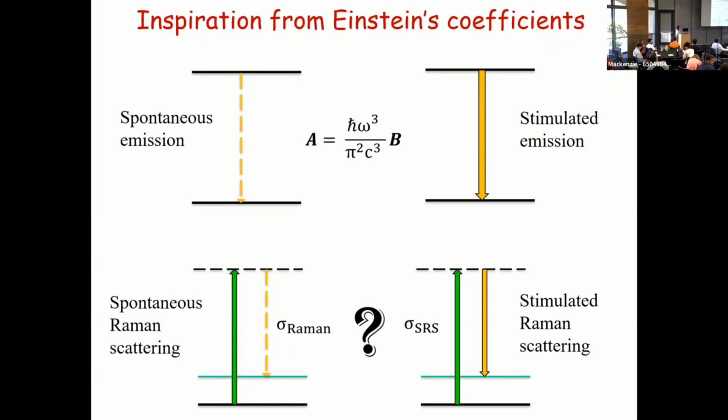The inspiration comes from the relationship of Einstein's AB coefficients, which essentially draws a beautiful connection between the spontaneous emission and the stimulated emission process. We were very much intrigued by the possible symmetry here. If you look at the equation, maybe by any chance we can also define a cross-section for SRS microscopy that can be connected with the cross-section of spontaneous Raman scattering, in a similar way as this relationship connecting Einstein's AB coefficients.